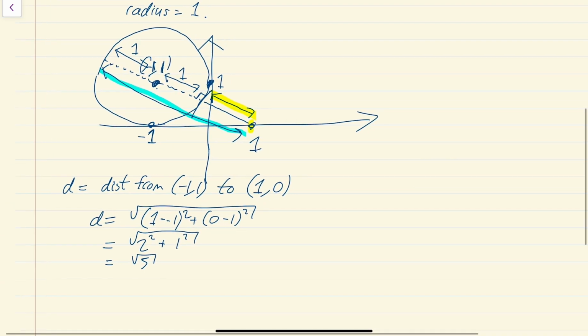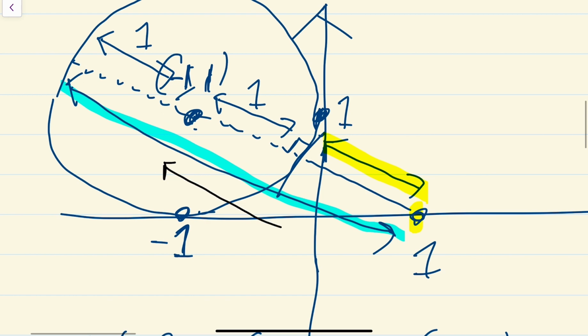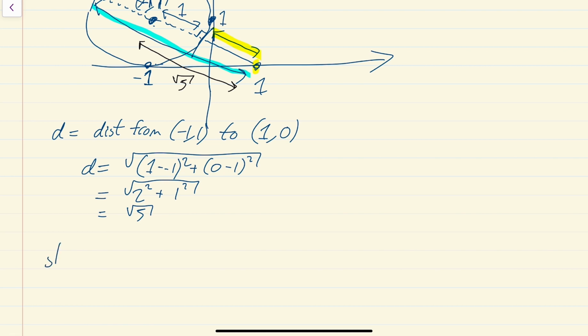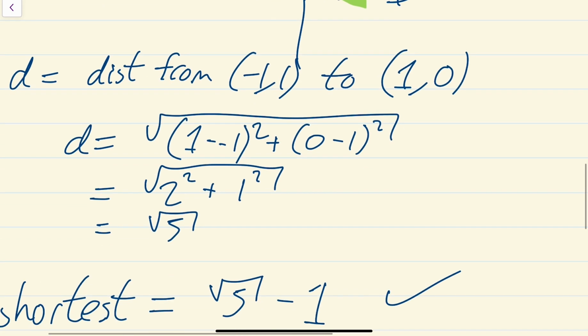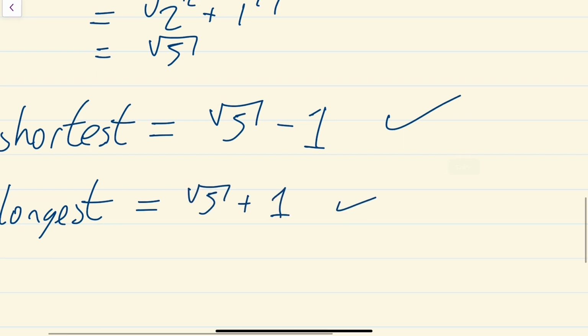Now if I zoom in and show you what I've just found, the distance from here to here is root 5, which means that yellow distance is going to be root 5 minus 1. So the shortest distance is root 5 minus 1. That's an exact answer. And the longest distance is root 5 plus another 1. So the longest distance is root 5 plus 1. And that is it.